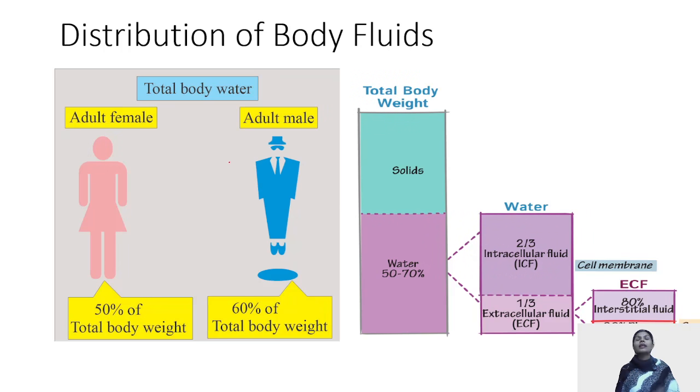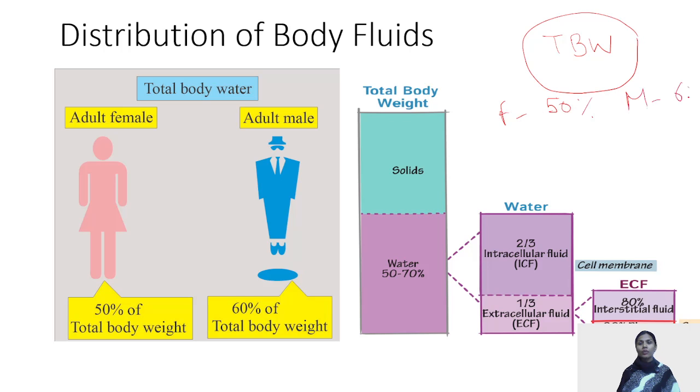Distribution of body fluids, it's more or less a physiological part, but I just want to revise it because this is very important to remember. The total body water that a female has is around 50% of the body weight, and in the males it is around 60% of the total body weight. I am talking about the adult male and female. Now, out of this total body water, we further divide it into intracellular, that is 2/3, and extracellular, which is outside your cells, that is 1/3.